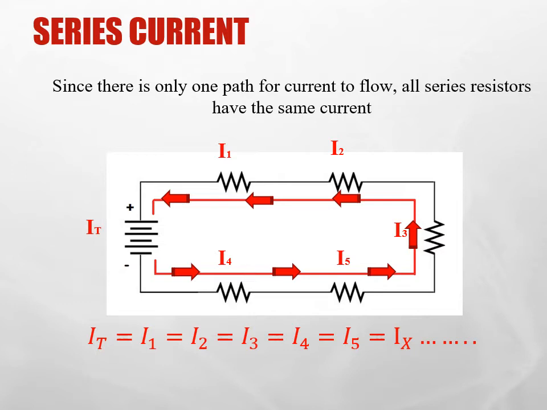The current is determined by the overall resistance, the sum of the resistors. So we say that in a series circuit, current is common to all series components. So that the current in resistor 1 is the same as the current in resistor 2, which is the same in 3, 4, and 5. The total current is the same as the current through all the resistors. Current is common.